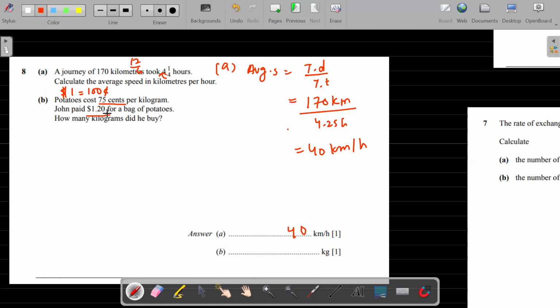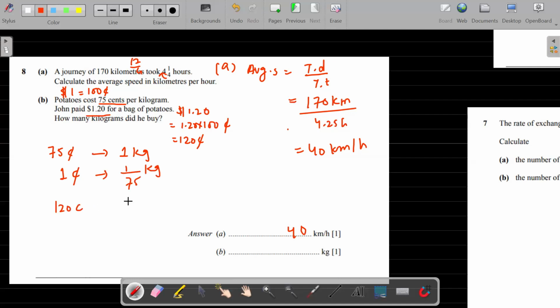So 1.20 dollars is equal to 1.20 times 100 cents, and it is 120 cents. Clear? Now I'm going to use my unit method. If we pay 75 cents, how many kgs are we going to get? 1 over 75 kgs per cent. Now multiply it on both sides. So 120 over 75 kgs. You can simply divide it. It will be 120 divided by 75. It is 1.6. So we will be getting 1.6 kgs.